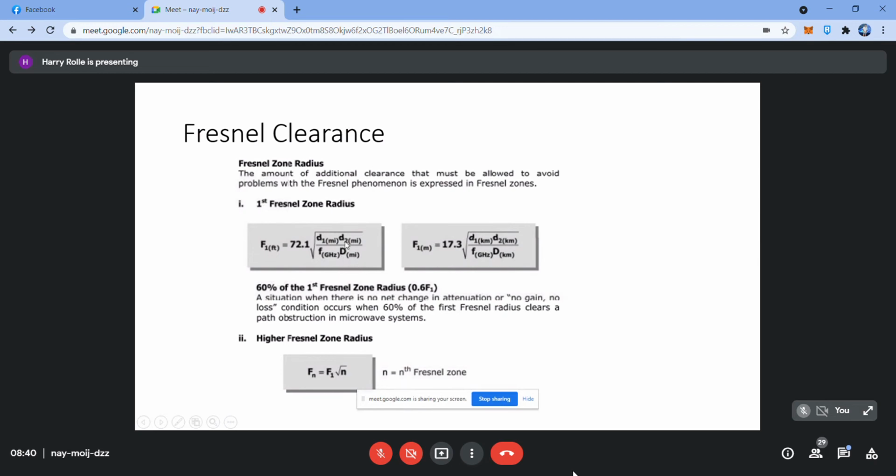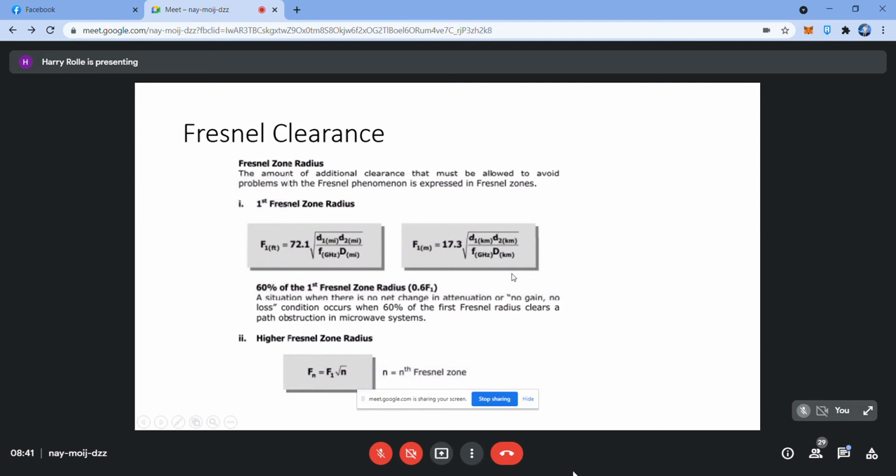Yung D1 at D2, ito yung distance natin dun sa first obstacle na meron kayo, yung pinakamataas na obstacle na meron yung system natin. So yun yung D1, the distance from the transmitter, and D2 is the distance from your receiver. Yung frequency natin is the frequency that you're going to use, and the distance is the maximum or total distance from transmitter going to your receiver.